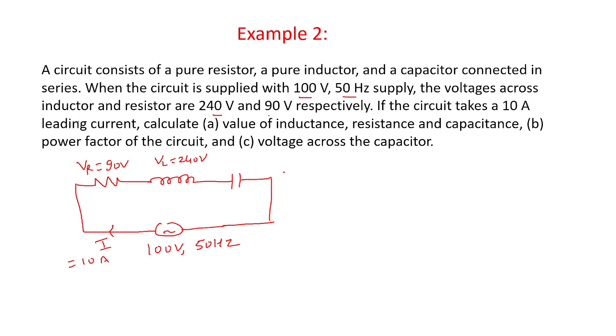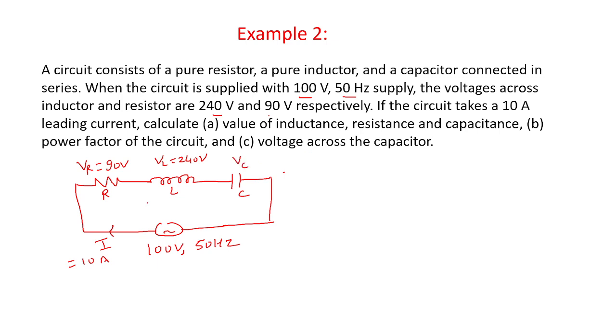What is the meaning of leading current? It means that in the network, the current leads the voltage. If the voltage is leading, the voltage angle is more compared to the current. But here the current is leading, which means the phase angle of the current is more compared to the voltage. We need to find the inductance, capacitance, and resistance. Other than that, we need to find the power factor and the voltage across the capacitor. This is the question we have been given.